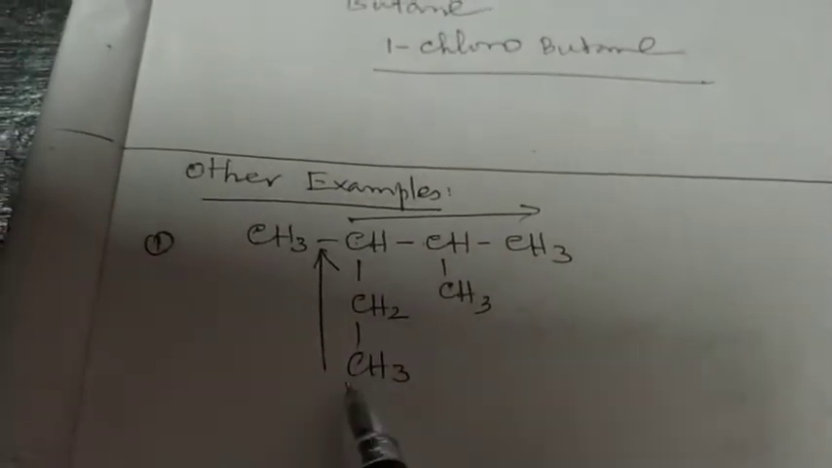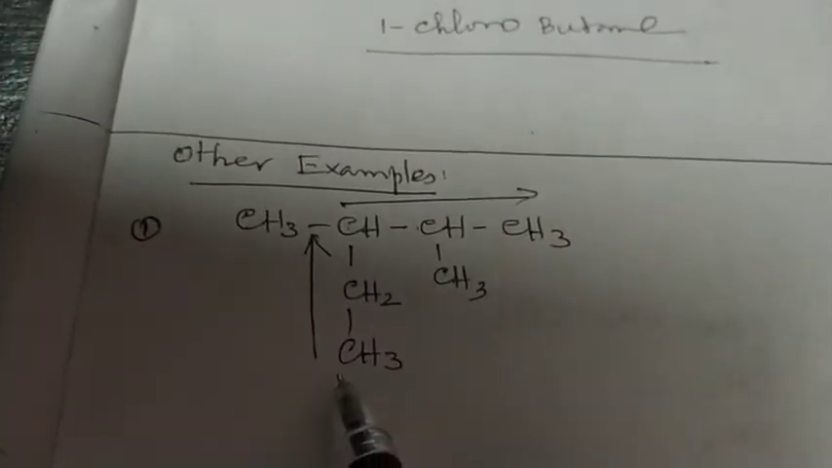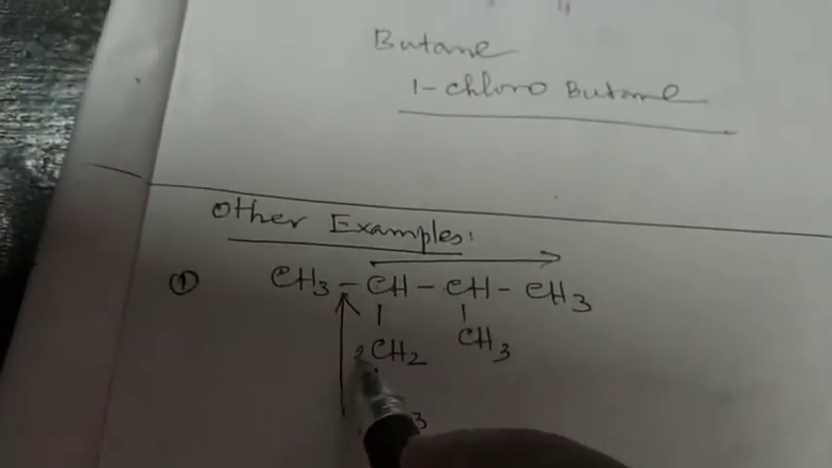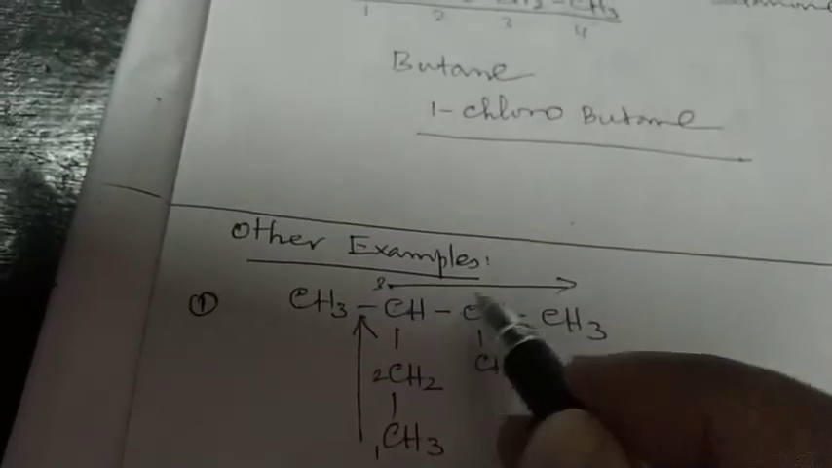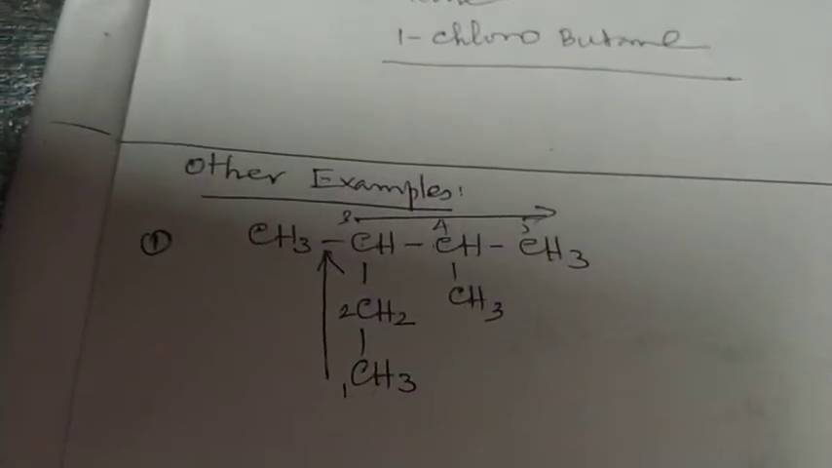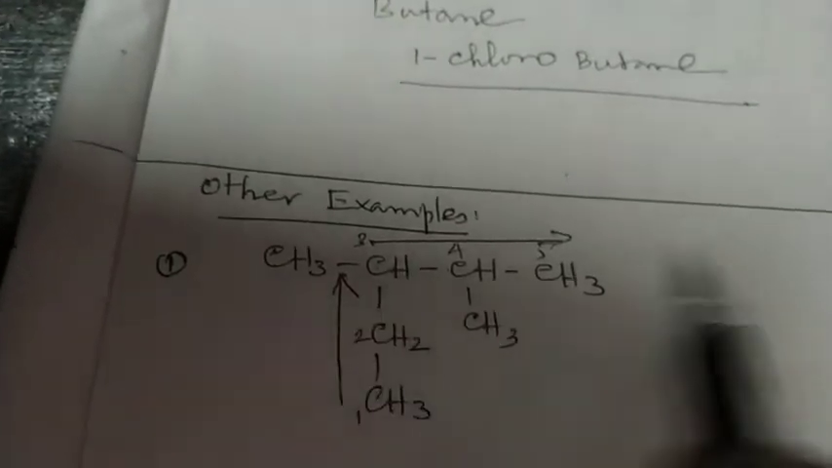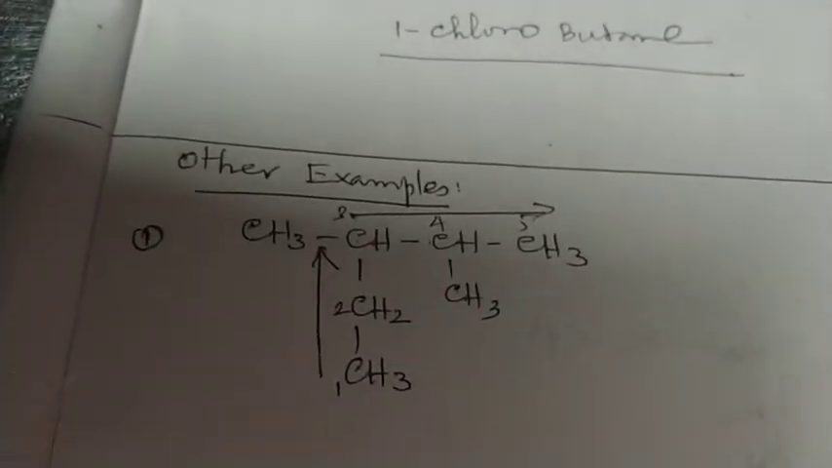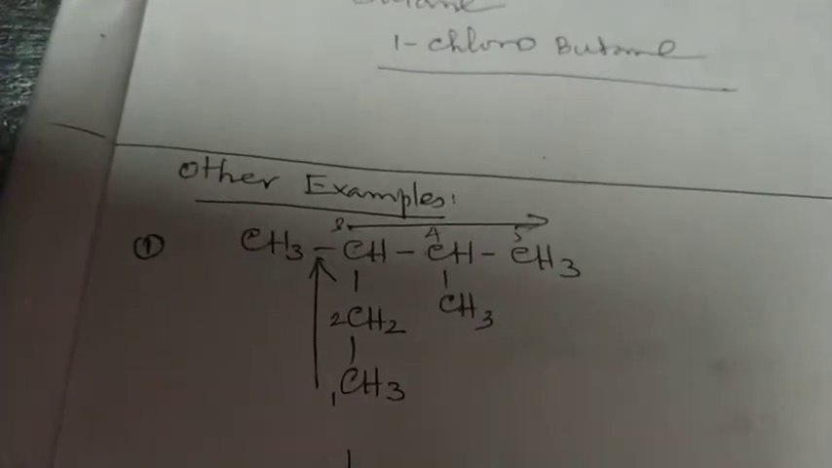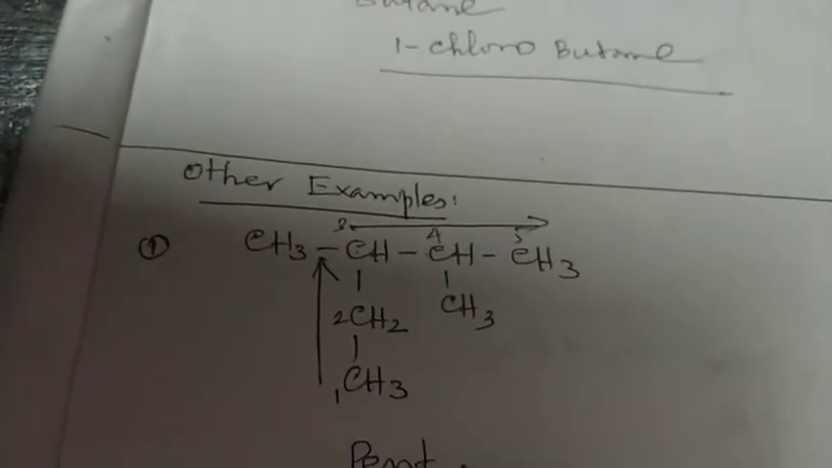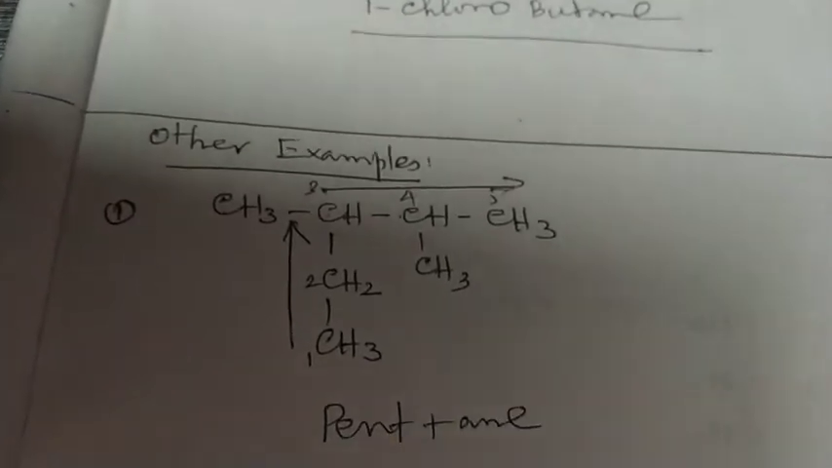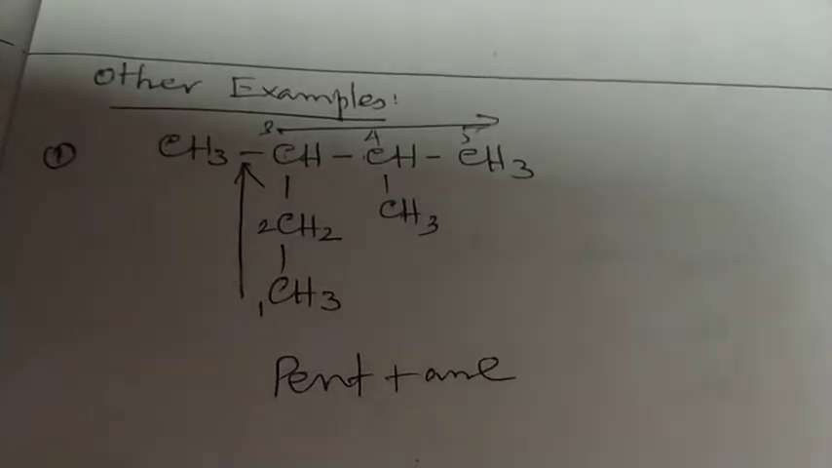So we can give numbers to the carbon atoms, 1, 2, 3, 4, 5. So this is the longest chain of carbon in this organic compound. So 5 carbons, what is the root word? Pent. Single bond, so replace with A and E. Actually this is going to be pentane.